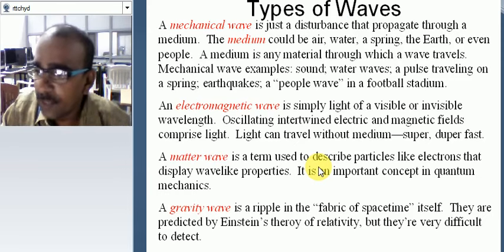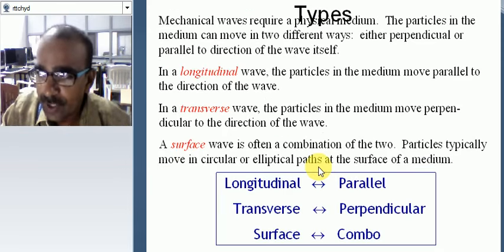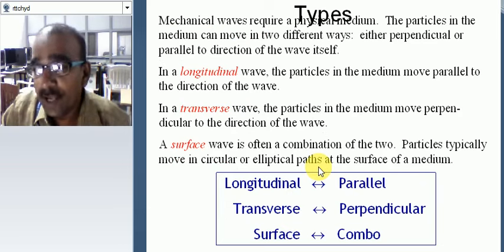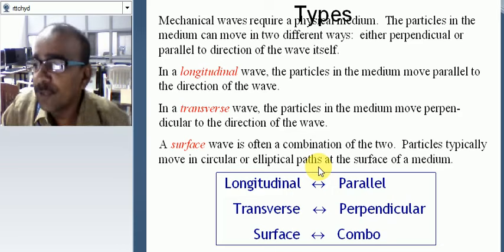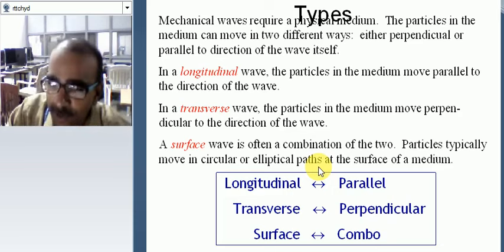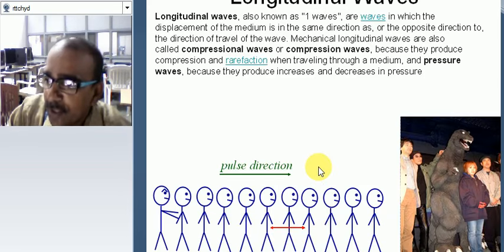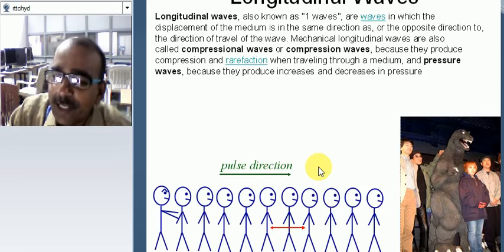Next come the mechanical waves. There are three types of mechanical waves: longitudinal, transverse and surface. In a longitudinal wave, the particles in the medium move parallel to the direction of the wave. In a transverse wave, the particles in the medium move perpendicular to the direction of the wave. The surface wave is often a combination of these two. Pictorially, we will see in the coming slides. This slide is showing the property of a longitudinal wave.